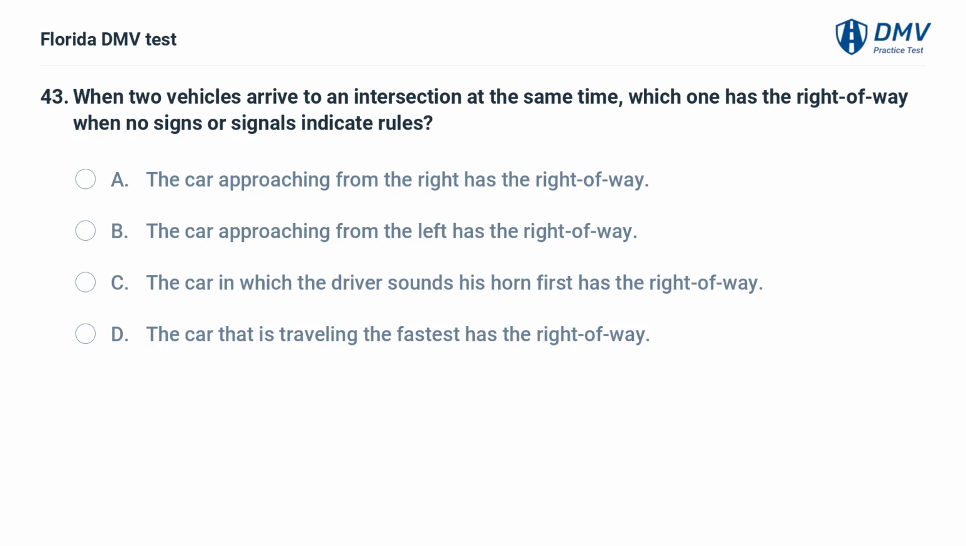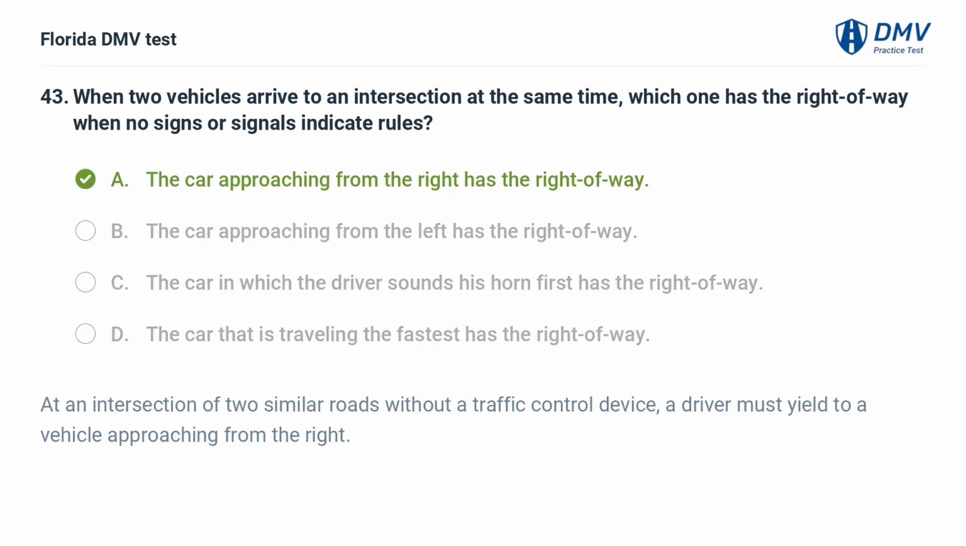When two vehicles arrive at an intersection at the same time, which one has the right of way when no signs or signals indicate rules? A. The car approaching from the right has the right of way. B. The car approaching from the left has the right of way. C. The car in which the driver sounds his horn first has the right of way. D. The car that is traveling the fastest has the right of way. A. The car approaching from the right has the right of way. At an intersection of two similar roads without a traffic control device, a driver must yield to a vehicle approaching from the right.